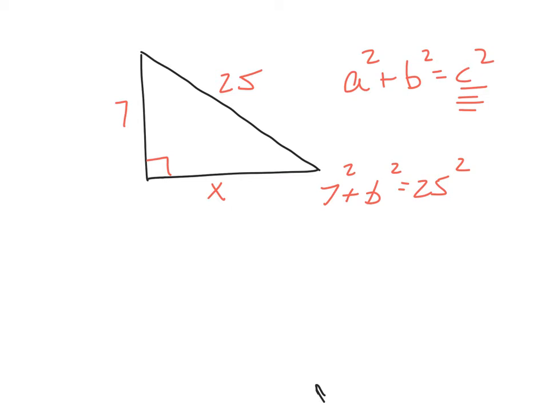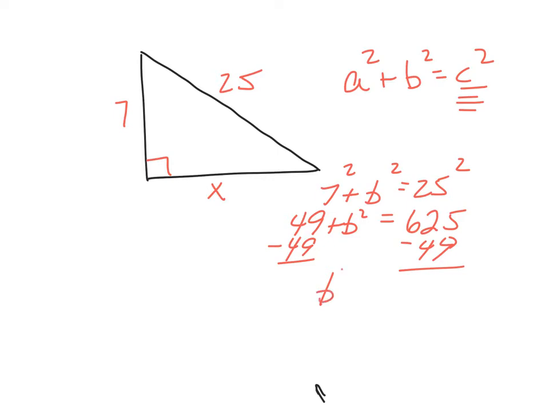Now you just do a little bit of algebra, and let's see how good you are at algebra. What's 25 squared? Hopefully you know that's 625. 7 squared, hopefully you know, is 49. Subtract 49 from both sides, and you end up with 576.